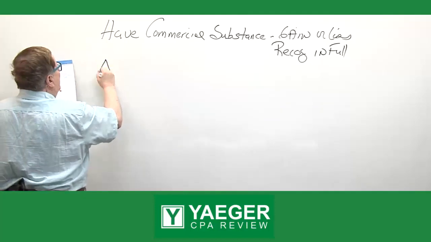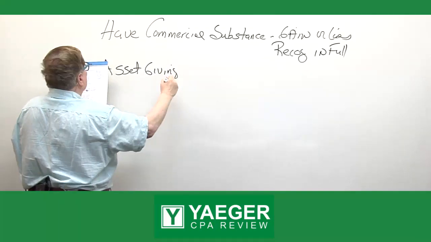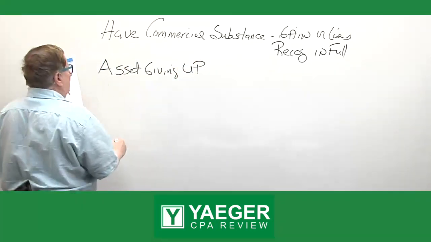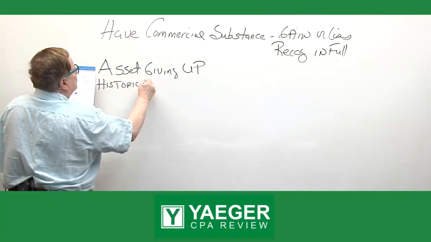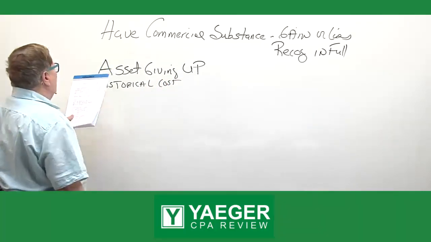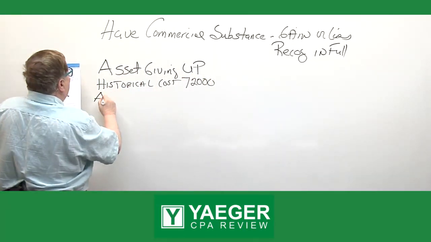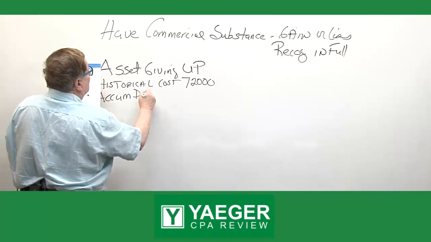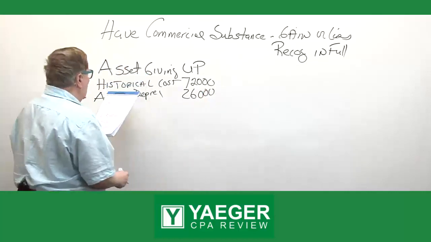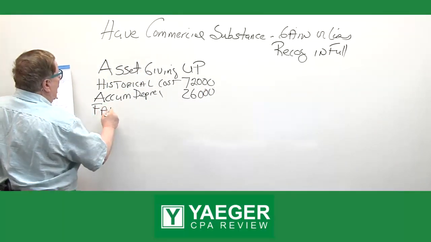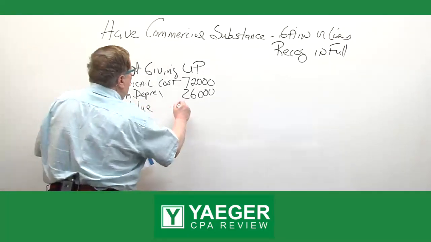I'm going to give you the information. The asset that we are giving up is made up of the following. It has historical cost, and the historical cost of the asset we're giving up is $72,000. It has accumulated depreciation of $26,000, and also the fair value of the asset given up is $55,000.